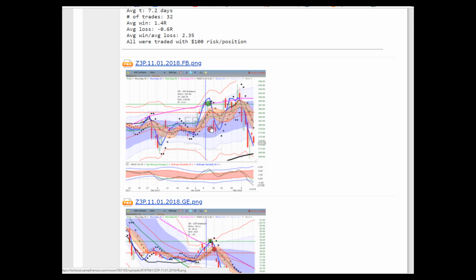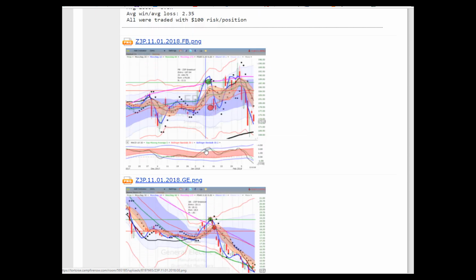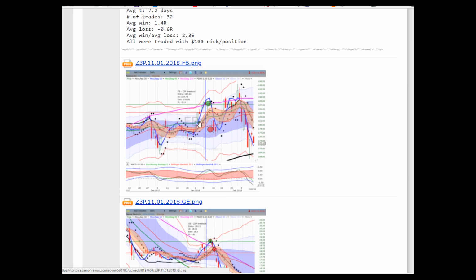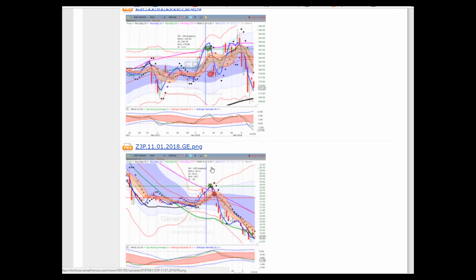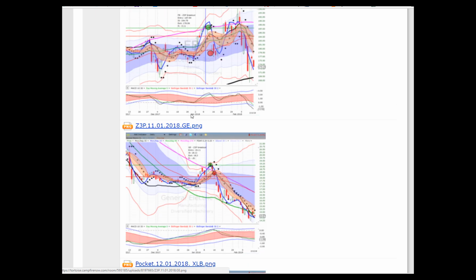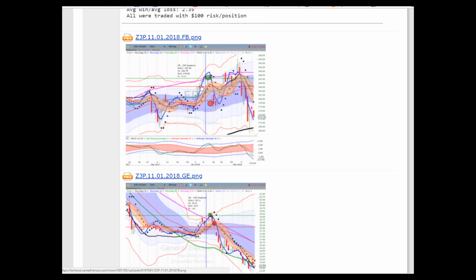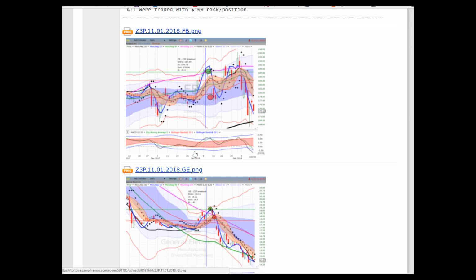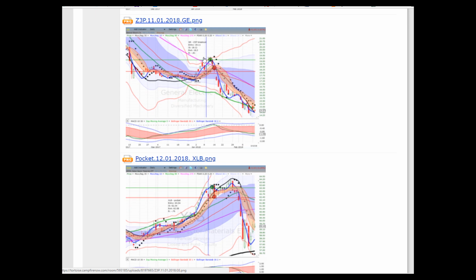Green dots are entries, red dots are exits. This was an adverse gap in Facebook after a Z3P pinch breakout. This is why I like entering around Z2, which would give the entry around here rather than up in here. And there's still a possibility of cashing something here, but really it's that adverse gap that is harmful. This one was a Z3 breakout in GE. This is what I'm liking, the Z2 entries rather than Z3.